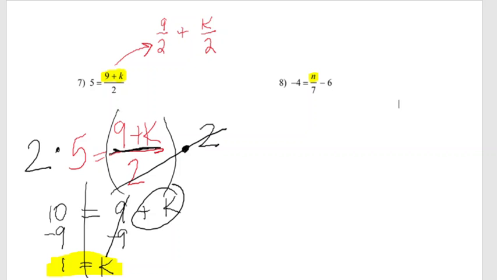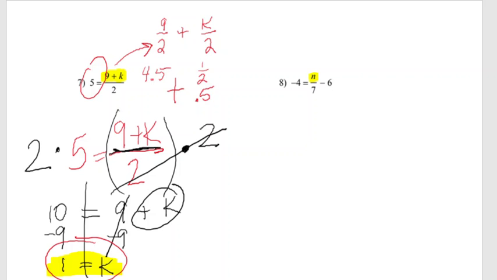If I were to go back up here and substitute that, 9 plus 1 is 10, and 10 divided by 2 is 5. Or even if I took this part right here where I separated it, 9 divided by 2 is 4.5. 1 divided by 2, because we said k equals 1, is equal to 0.5. And 4.5 plus 0.5 is still equal to 5.